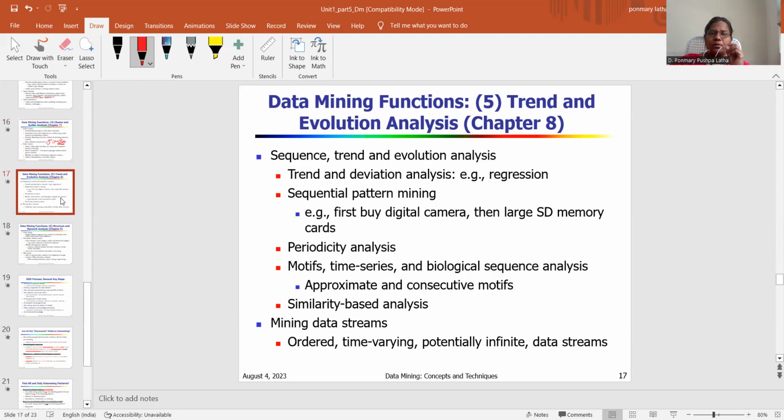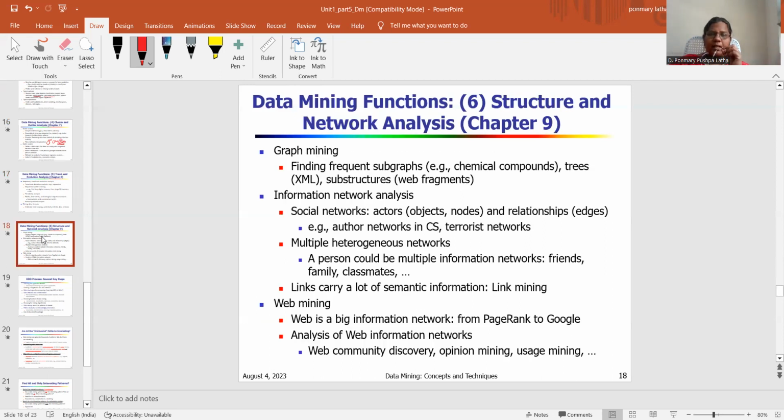The next one is trend and evolution analysis. Trend is nothing but what the current trend is now. Evolution analysis is a series of evolution that happens, analyzed maybe over the past 10 years: what technology changes have happened. Like this you can analyze the data.